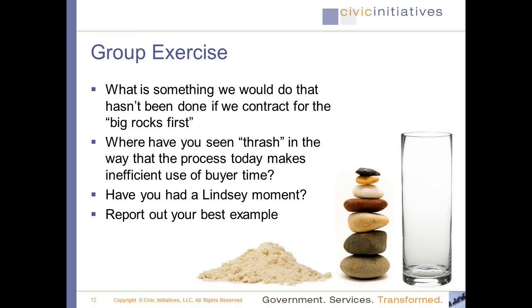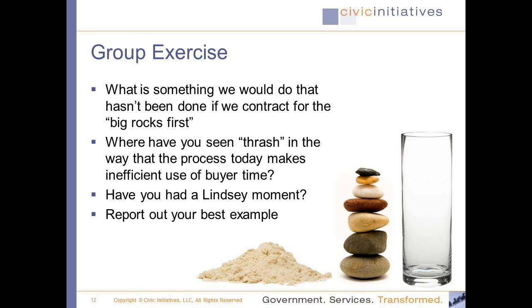So what is something that we would do that hasn't been done if we were putting the big rocks in first? If we put the sand in this thing first, we're not going to fit the rocks in. But if we put the rocks in first, we're always going to fit the sand in, right? So the big rocks are those things that only a central procurement group can do. Those kind of group contracts, those kind of term contract stuff.